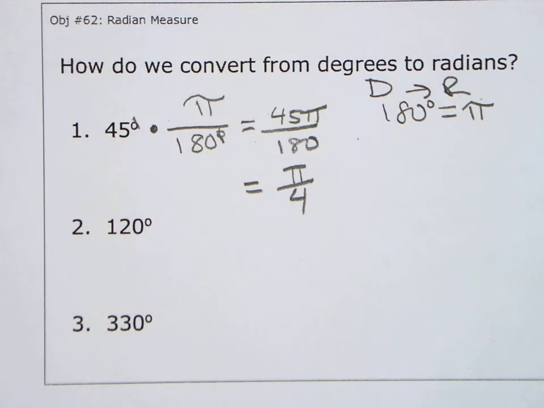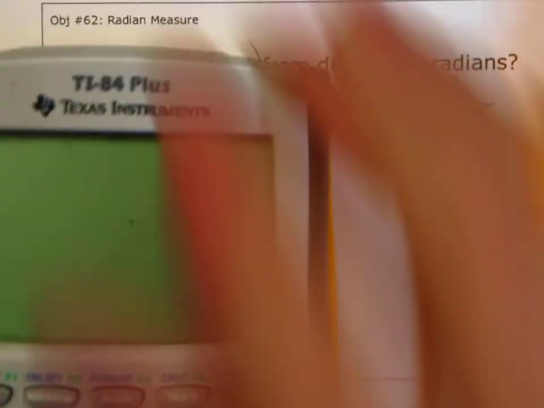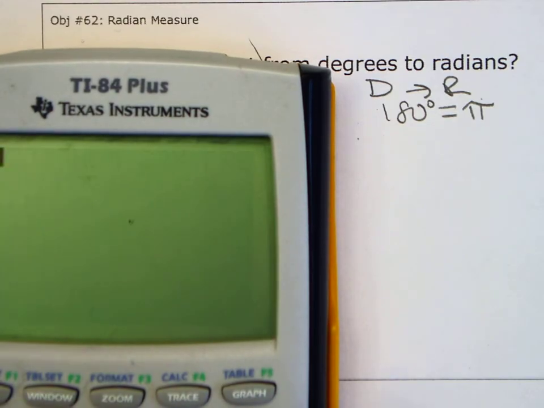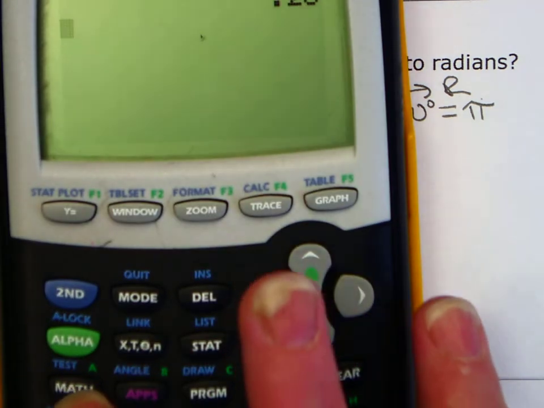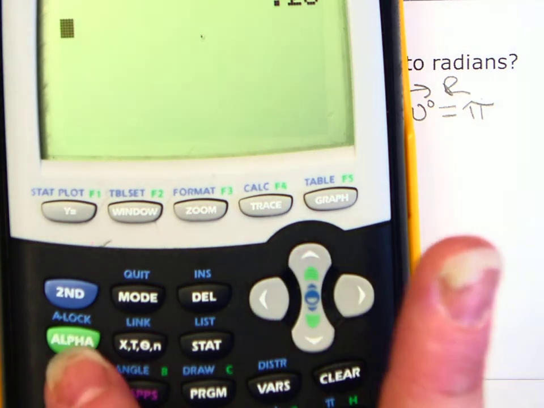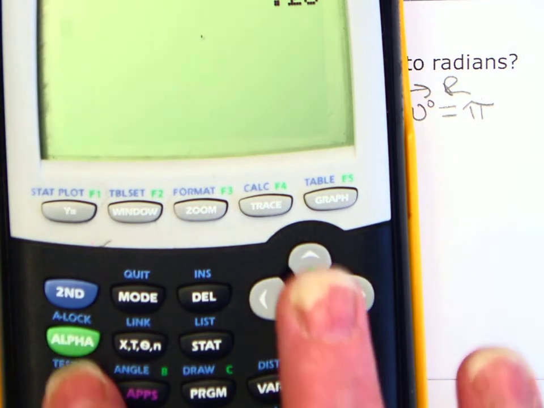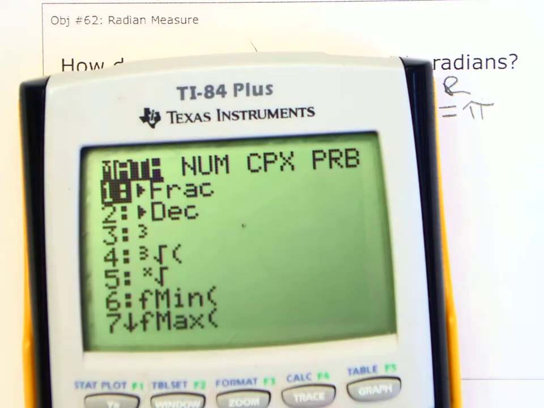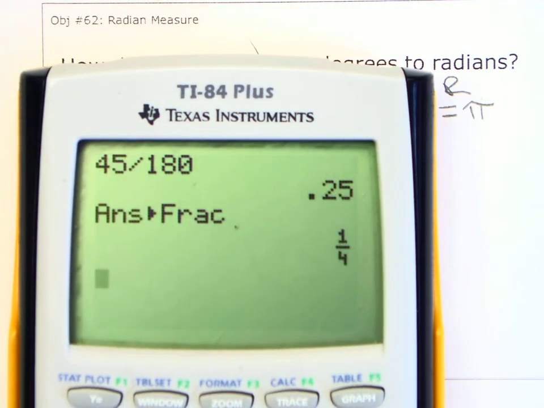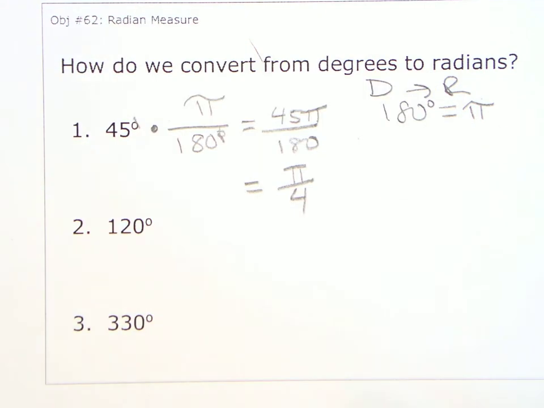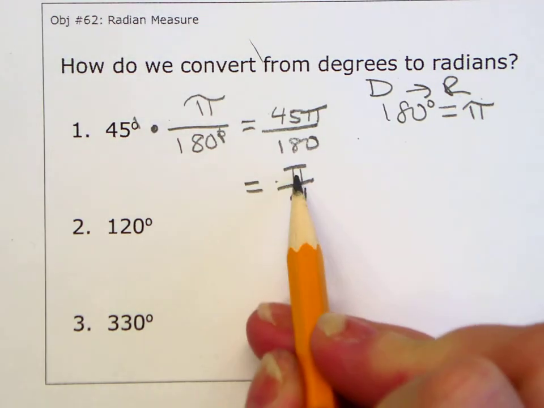So if you have trouble simplifying, here's my little trick. You ready? Using the calculator. So I did 45 divided by 180. Enter. And then, so that's the decimal. Then to turn a decimal into a fraction, you hit the math button right under alpha. See this? Math. Okay. And number 1 is fraction. Frac. So it's enter, enter, 1/4. So 45 over 180 is 1/4. So that's really 1 pi over 4.